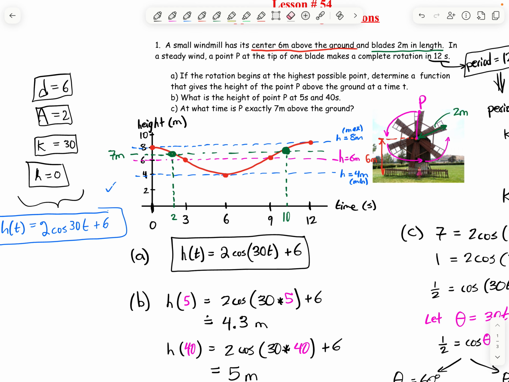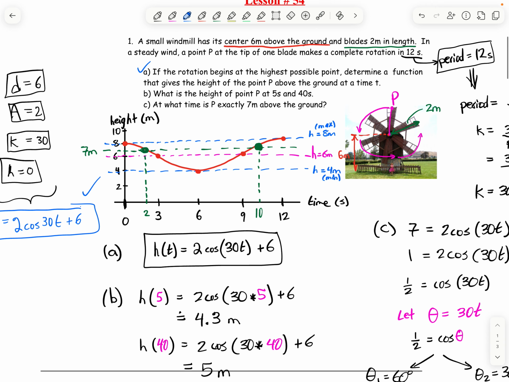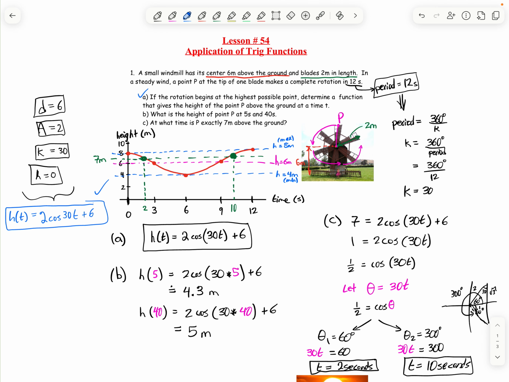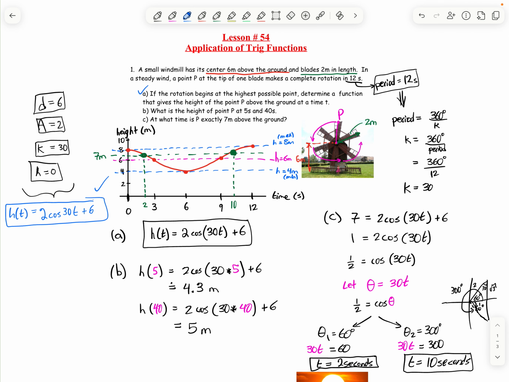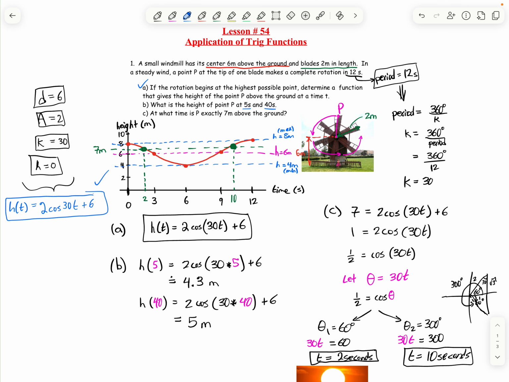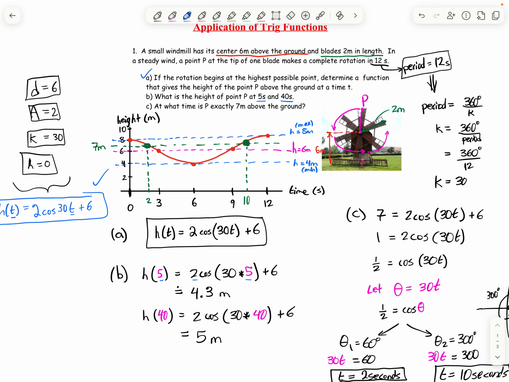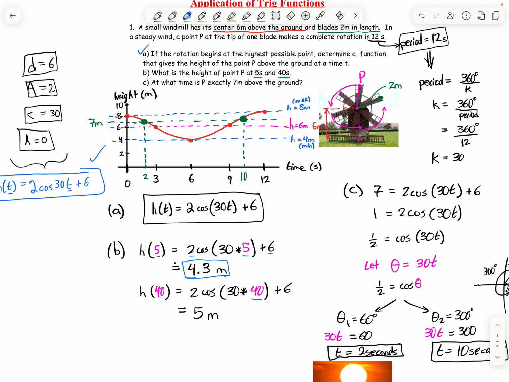All right, check. For part B, we are asked to calculate the height at 5 seconds and at 40 seconds, as per the question. For 5 seconds, all we're doing is replacing t with 5 here. So I'm calculating 30 times 5, 150, so cos of 150 times 2, and then adding 6 to that. If you do the math in your calculator, you'll get approximately 4.3 meters. And likewise for 40 seconds, we're replacing t with 40 here.